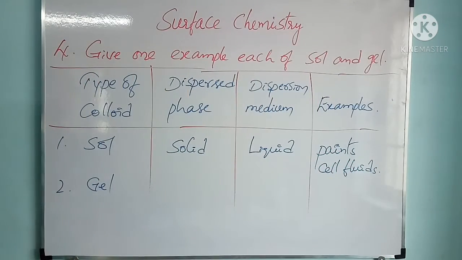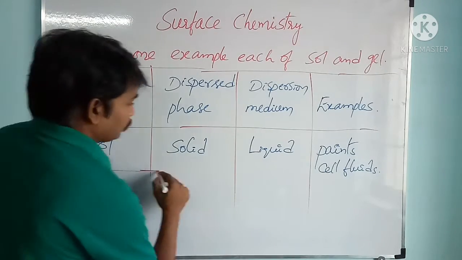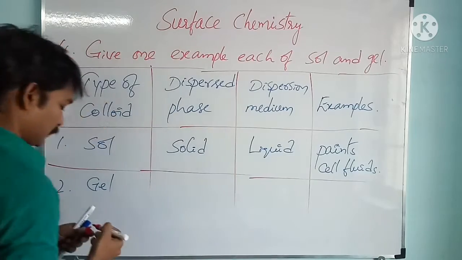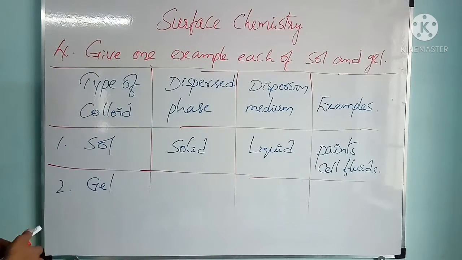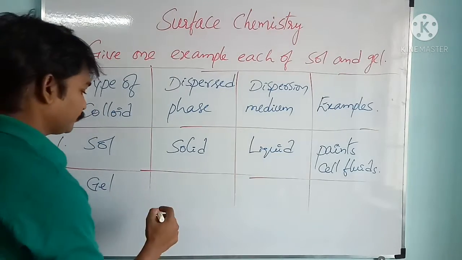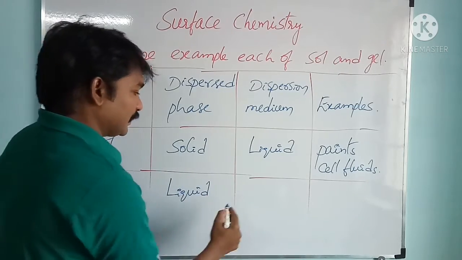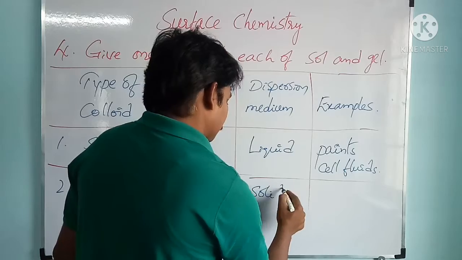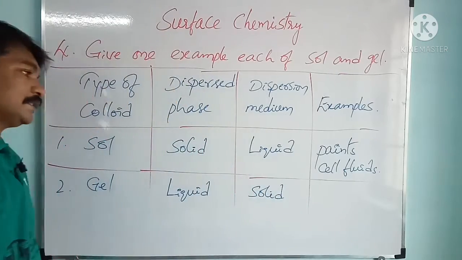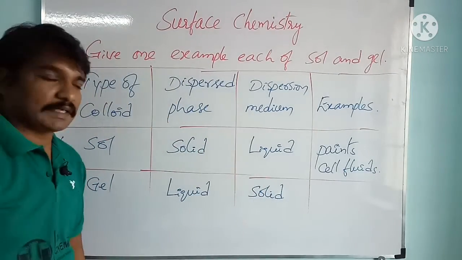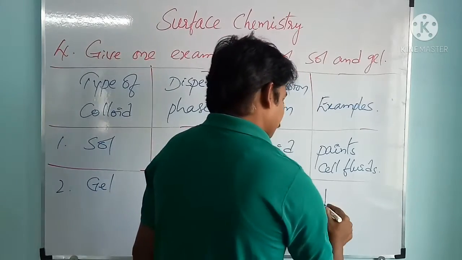And the next one is gel. In case of gel, the dispersed phase is liquid, just reverse: liquid dispersed in solid. Examples for gels are jelly, chocolates, jellies.